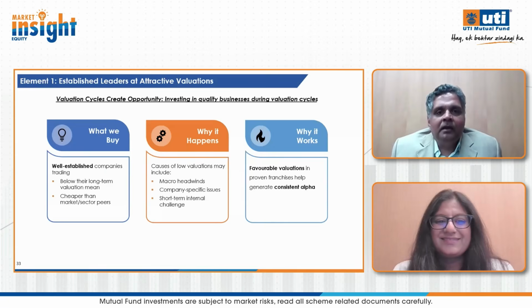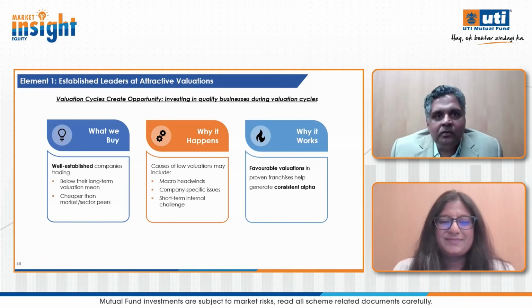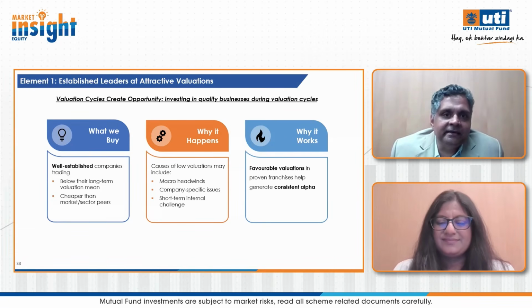Sure. If you look at the first one, which I talked about, established leaders at attractive valuations. Now, if you look at the last many years, you see a lot of blue chip companies like Infosys or Sun Pharma or ITC. You can name any company. They hardly trade at the same valuation over a longer time frame. Sometimes they trade much above mean. Sometimes they trade much below mean.